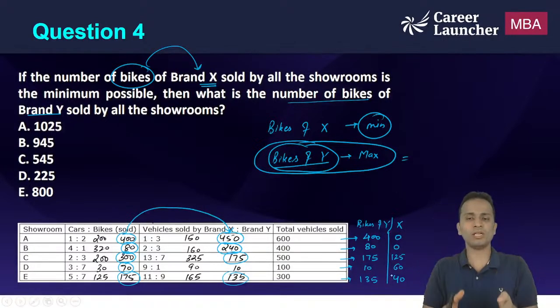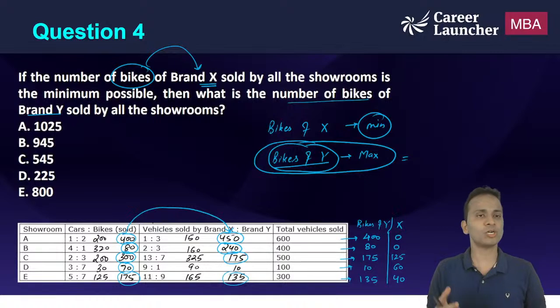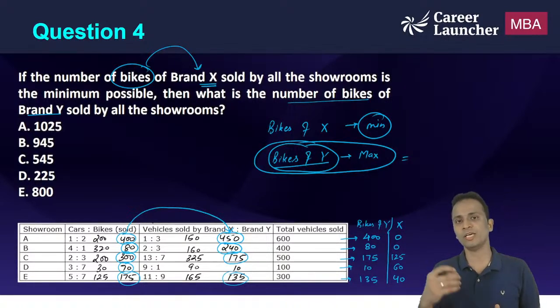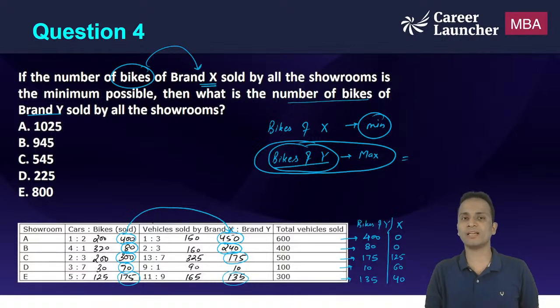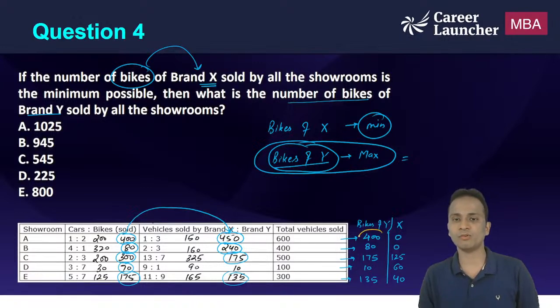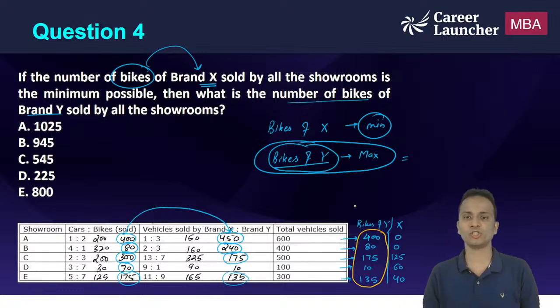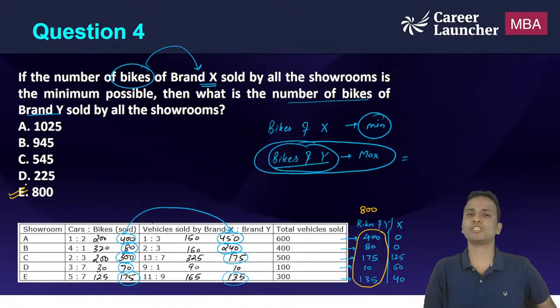Now you have been asked the total bikes of brand Y, which you can calculate. If they had asked you the total bikes of brand X, you could calculate that too, you have the numbers. So what they are asking is the total bikes of brand Y. So I will add these numbers: 400, 500, 600, 720, 800. So 800 is this number and the correct answer is option E.